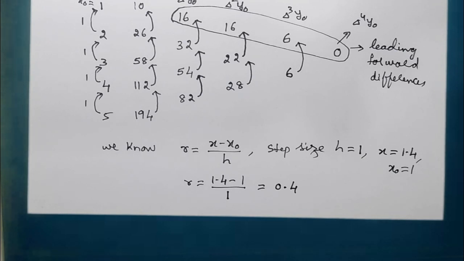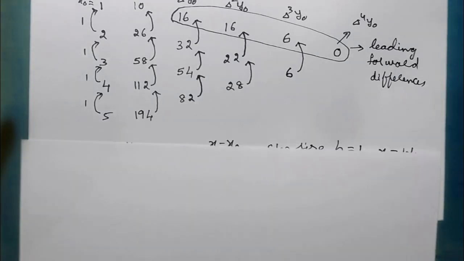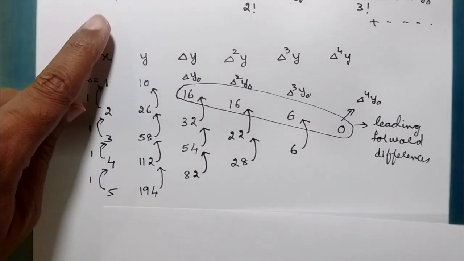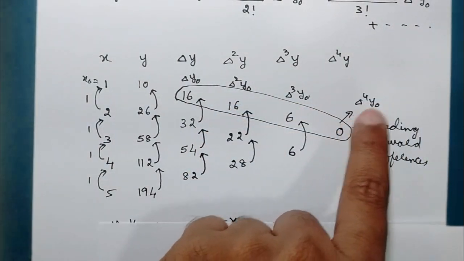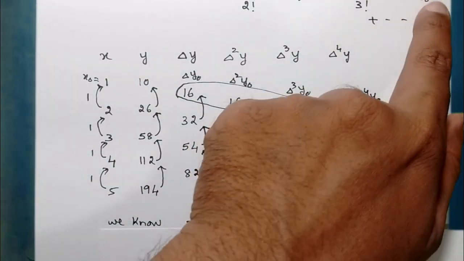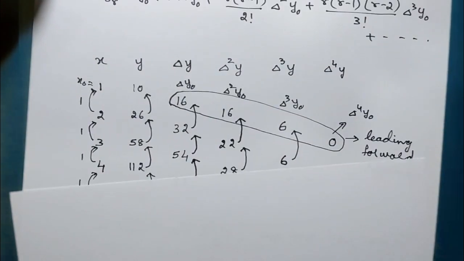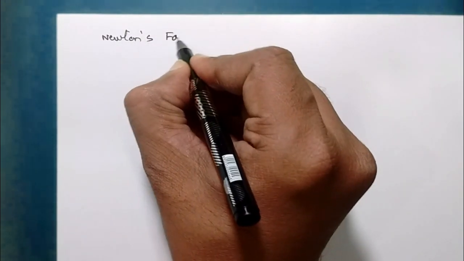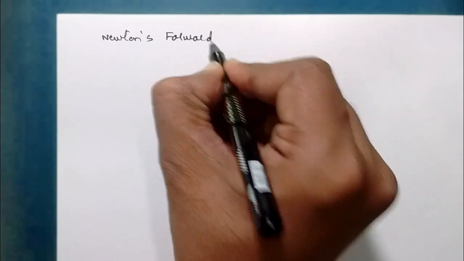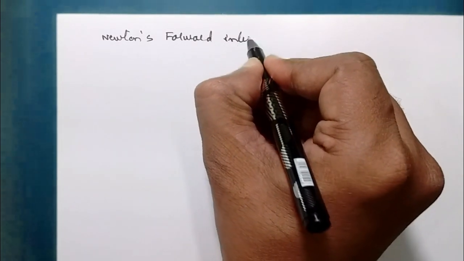Now we need to plug it back into Newton's forward interpolation formula. Newton's forward interpolation formula I have already written over here. I'll just rewrite it, as I need to get the value up to delta power of 4 y naught. So therefore I'll write one more term there. So if I write down, I have Newton's forward interpolation formula.